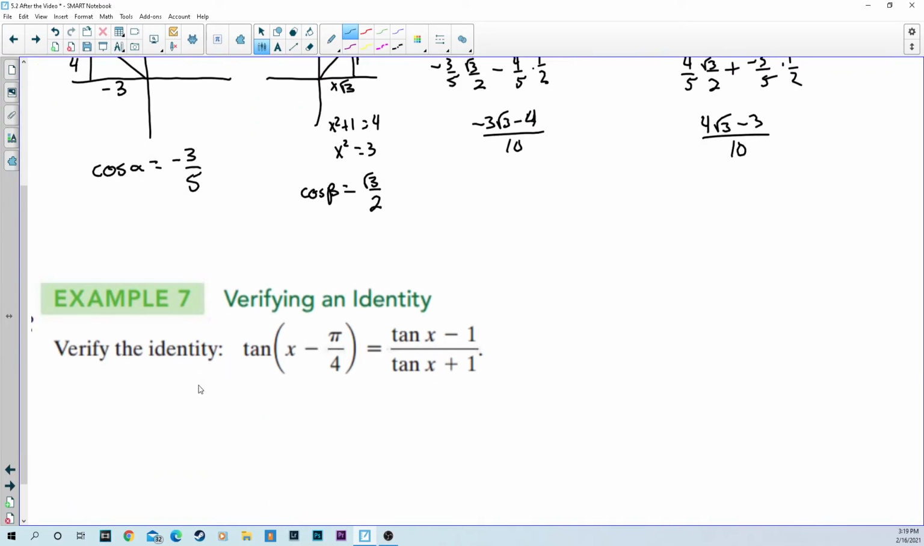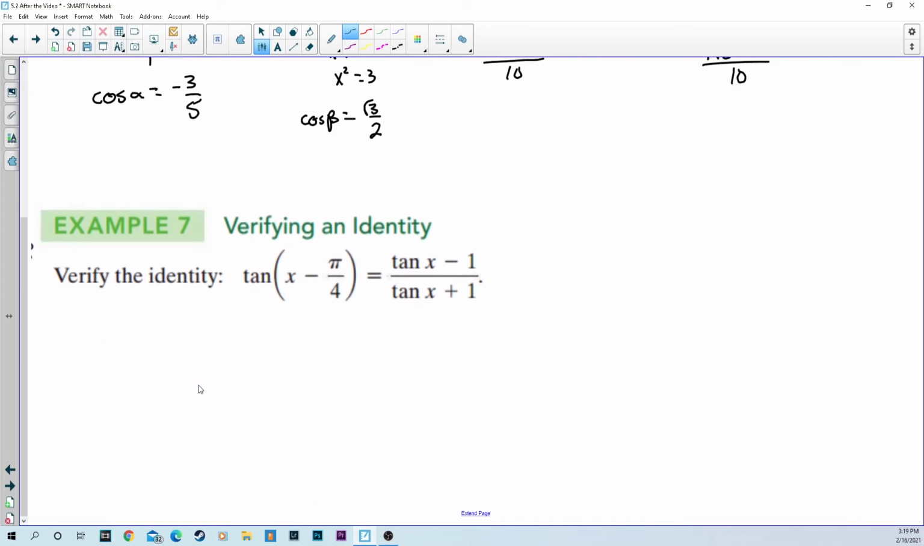Example 7, verify an identity. Verify that the tangent of x minus pi over 4 is this over here.